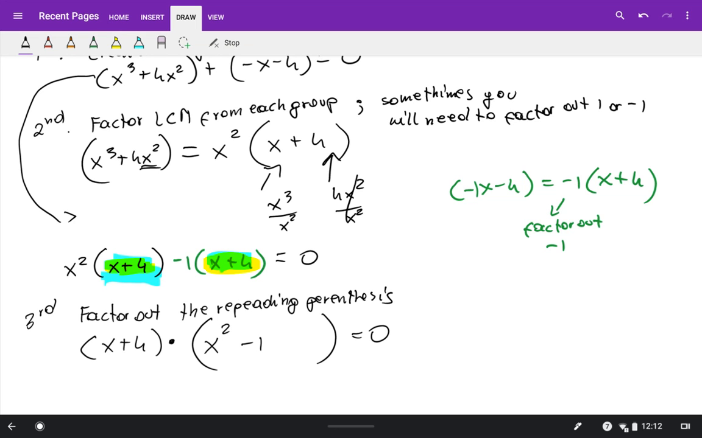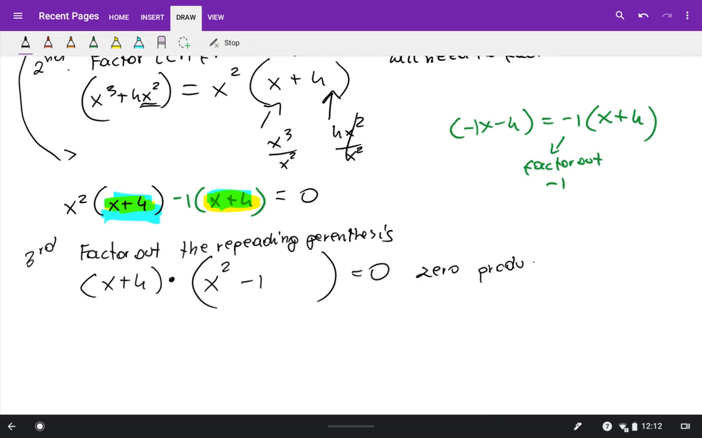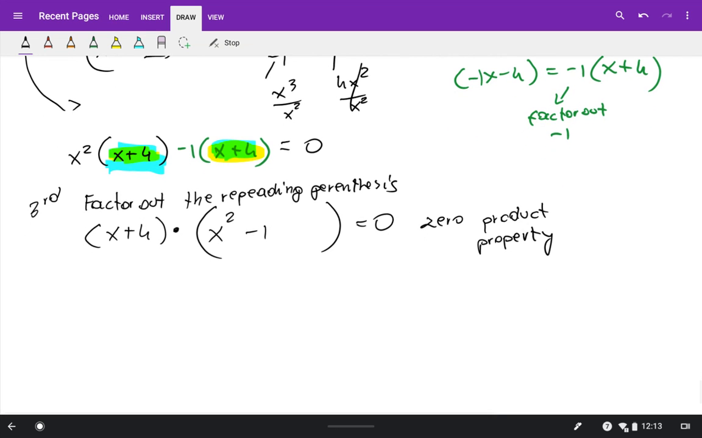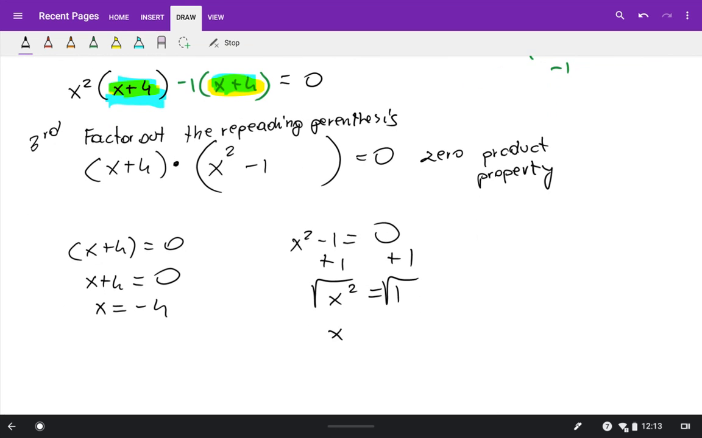And now you're just going to use the zero product property, which means when you have a product of two factors, you're solving two equations. The first one is x + 4 = 0, and the second is x squared - 1 = 0. That will give us x = -4. Here you will add 1 to both sides. We're getting x squared = 1, which when you take the square root gives you x = 1 and x = -1, because the square root of a positive number gives you two solutions.